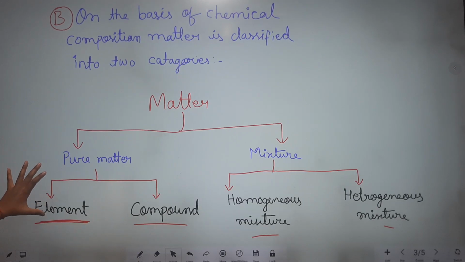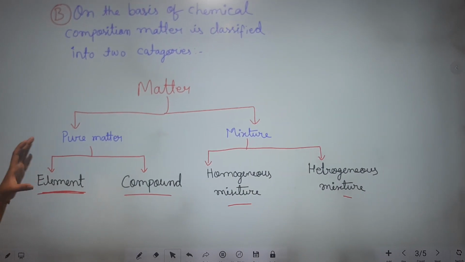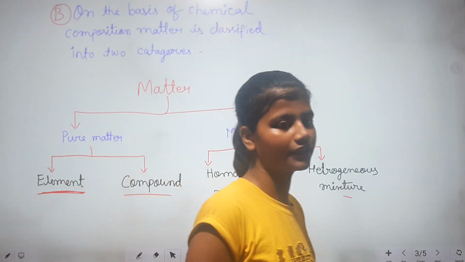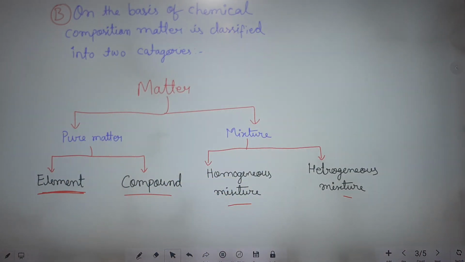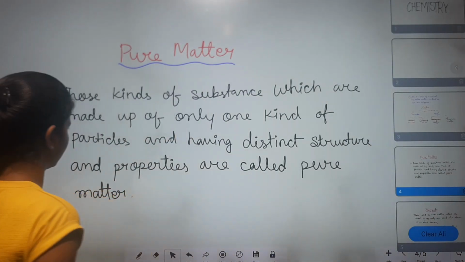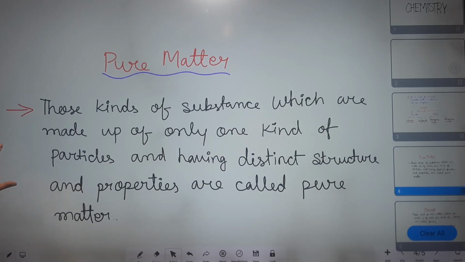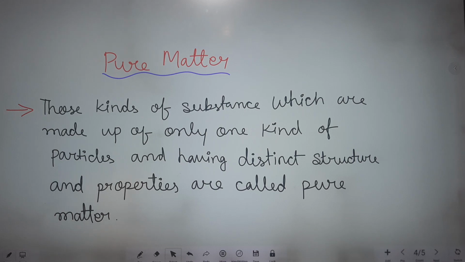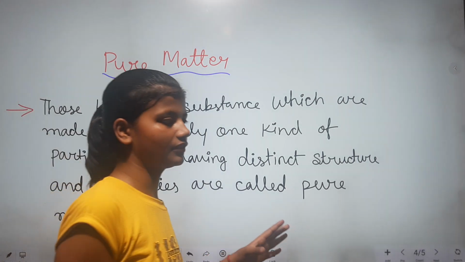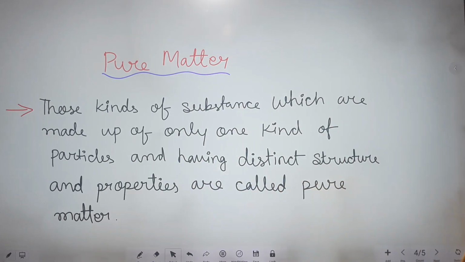First one is pure matter and second one is mixture. And there are two kinds of pure matter: element and compound. And there are two kinds of mixture: homogeneous mixture and heterogeneous mixture. After that, we are seeing what is pure matter. Those kinds of substance which are made up of only one kind of particles, and having a distinct structure and properties, are called pure matter.